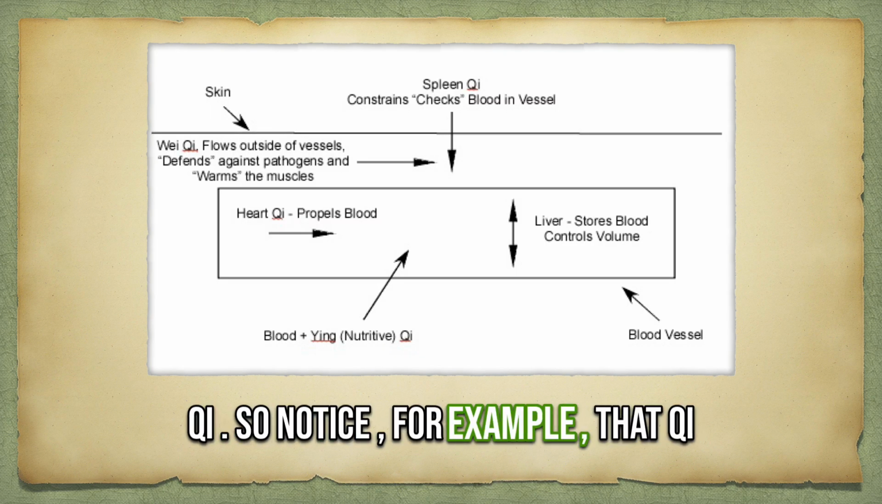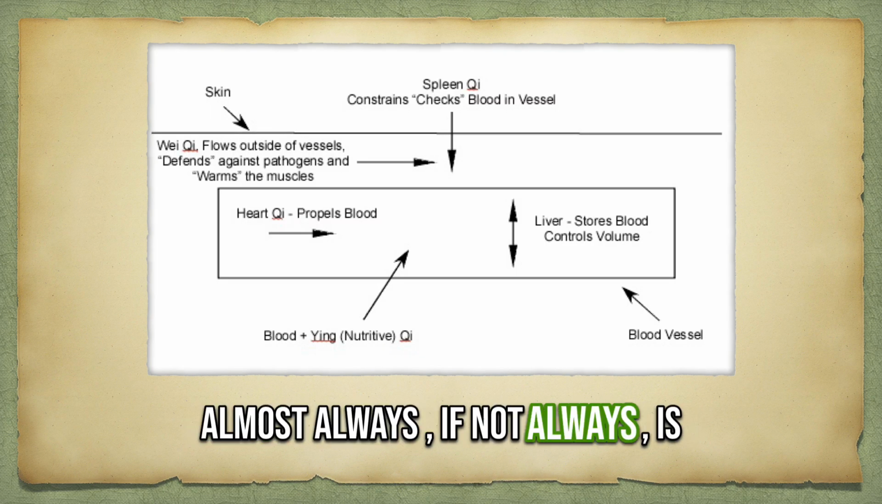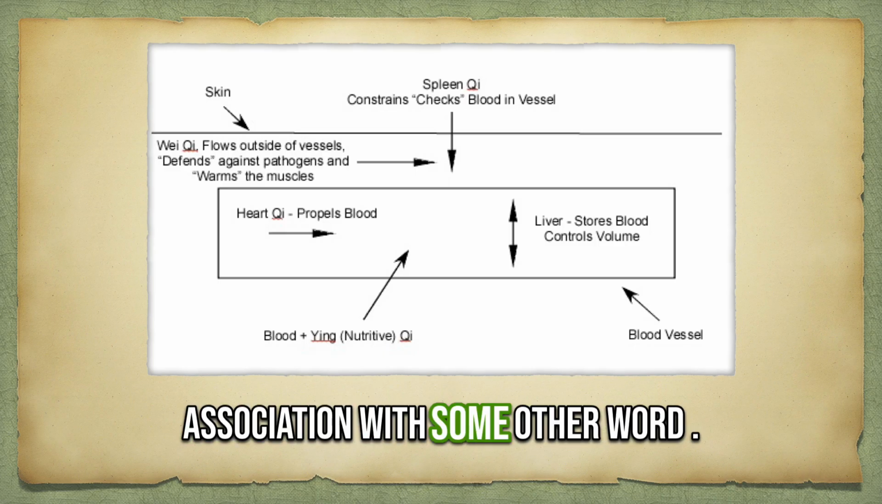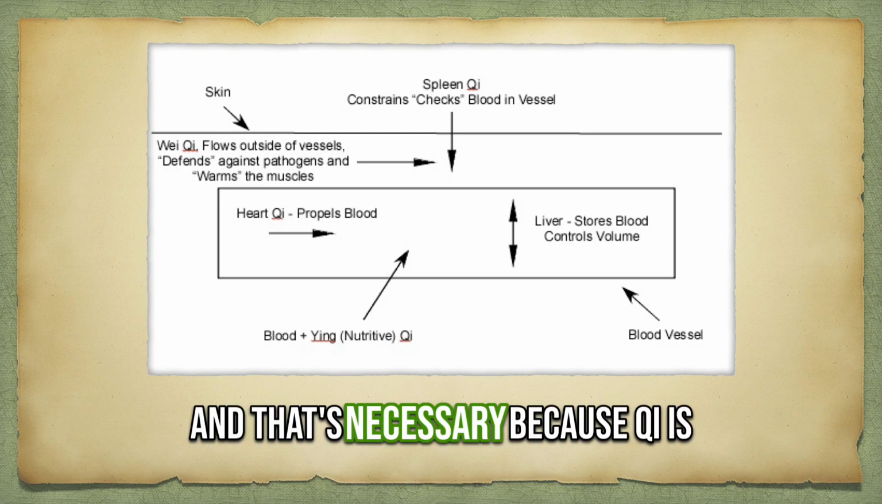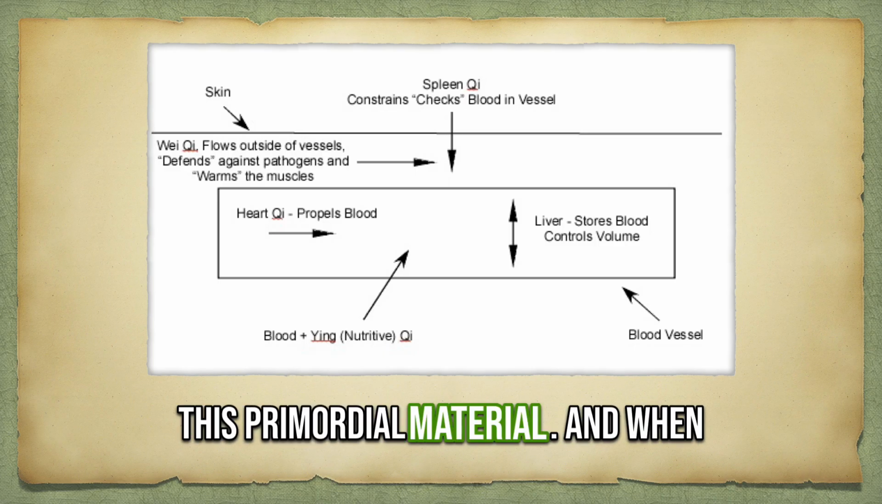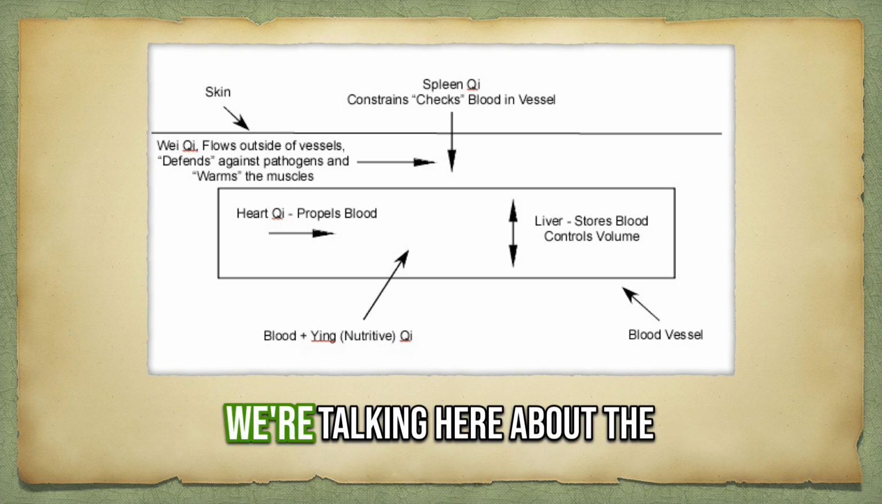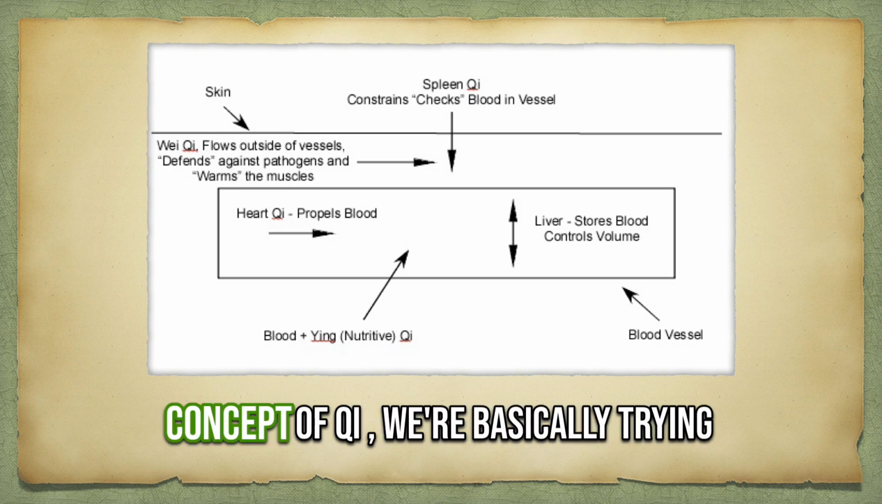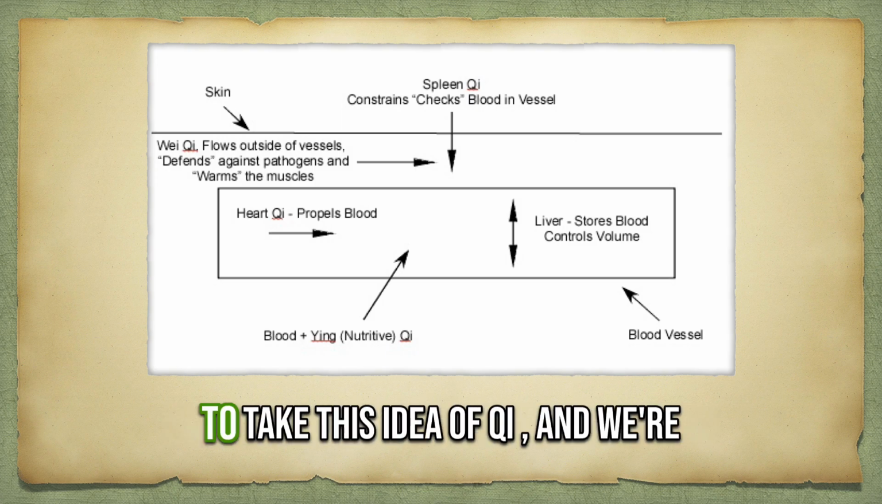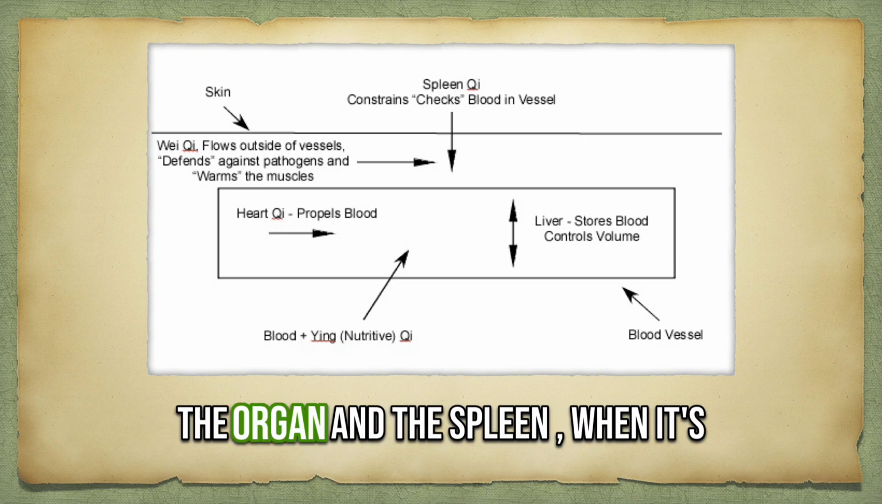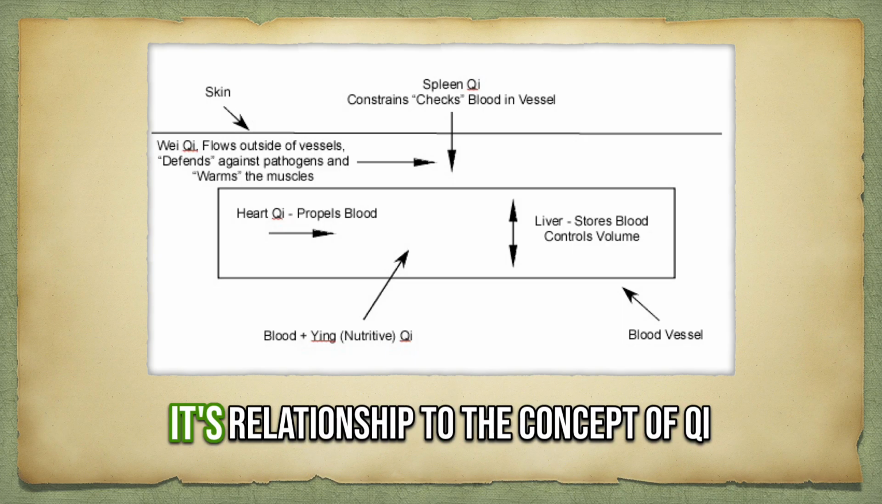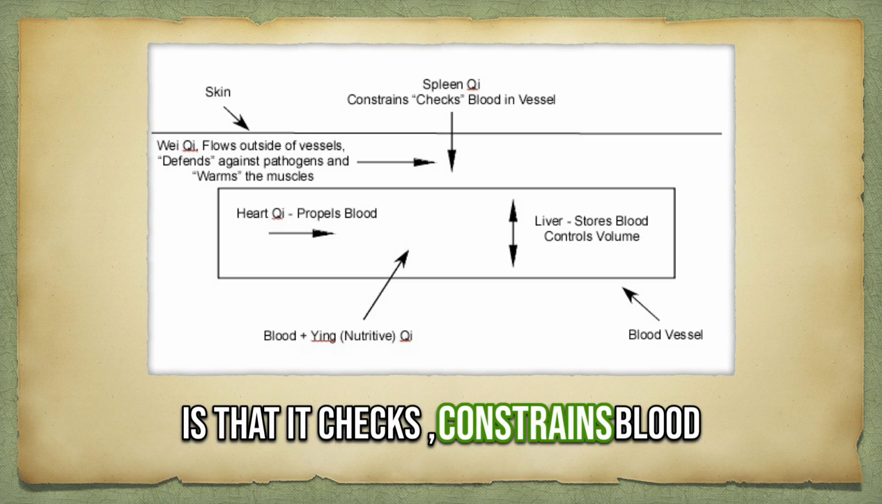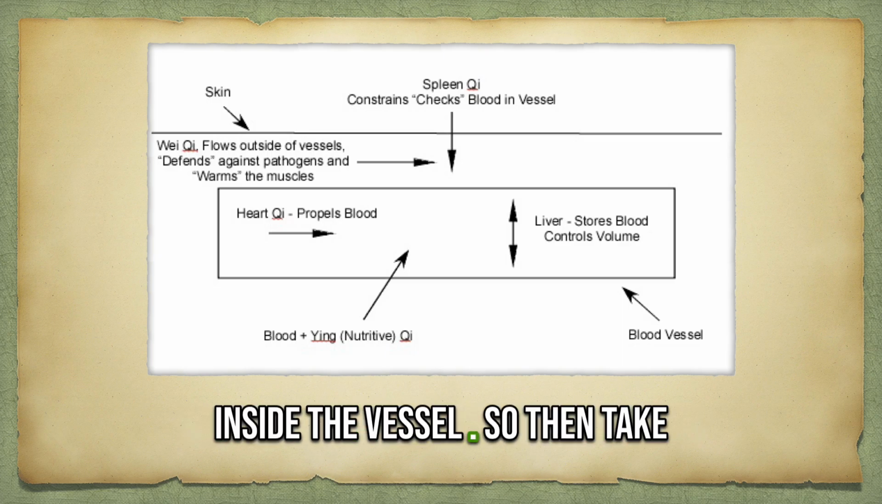So notice, for example, that qi almost always, if not always, is in association with some other word, and that's necessary because qi is this primordial material. When we're talking here about the concept of qi, we're basically taking this idea of qi and associating it with the spleen. So the organ, the spleen, in its relationship to the concept of qi, checks and constrains blood inside the vessel.